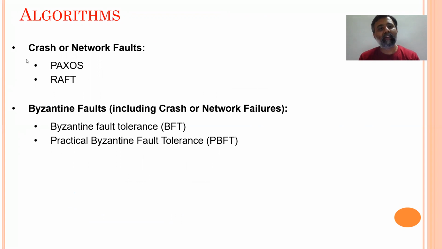If crash or network faults are in the system, then the two algorithms Paxos and Raft can deal with them. If we have Byzantine faults, then both of these algorithms are not capable enough to deal with them. For that, the Byzantine fault tolerance algorithm is capable enough, and this BFT algorithm also handles crash and network failures. That's why BFT and PBFT are the most popular ones.